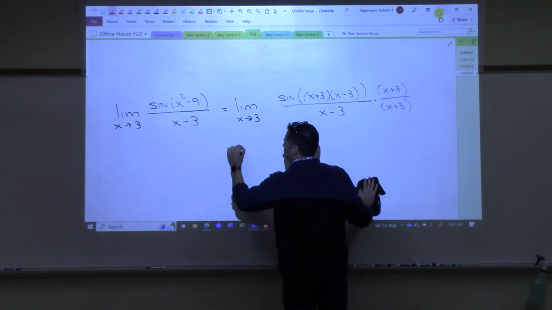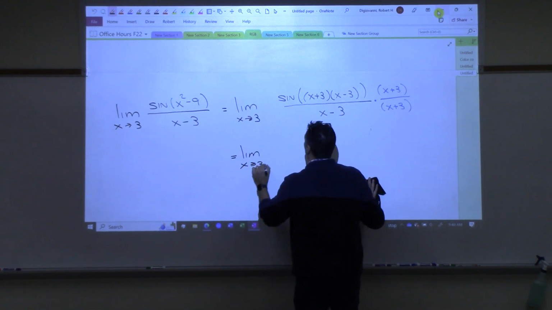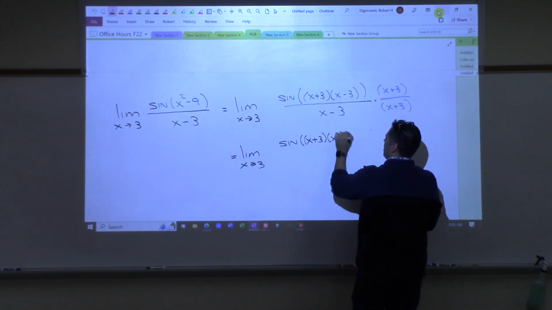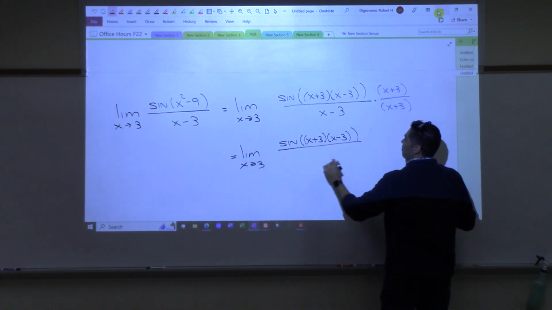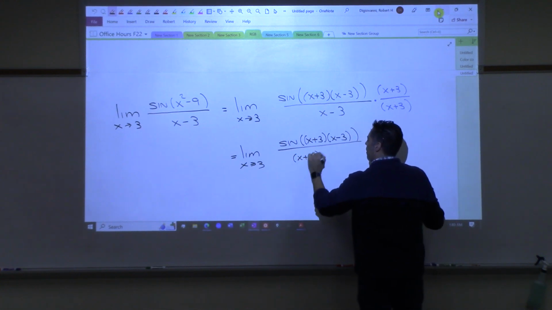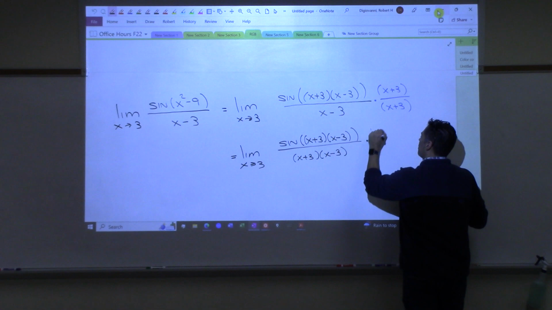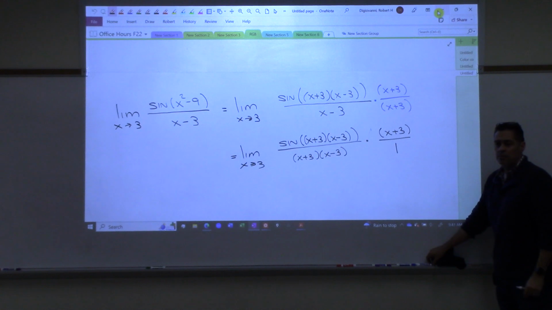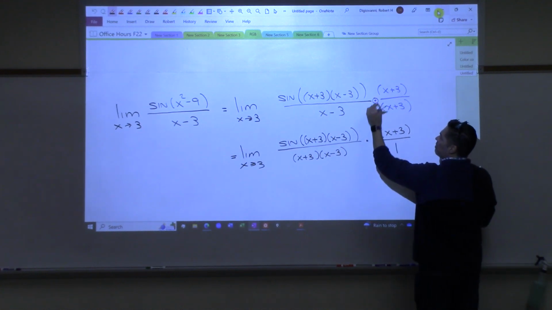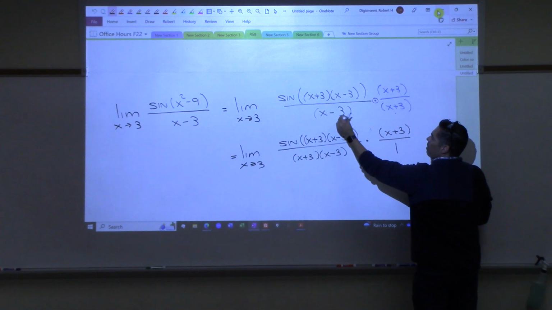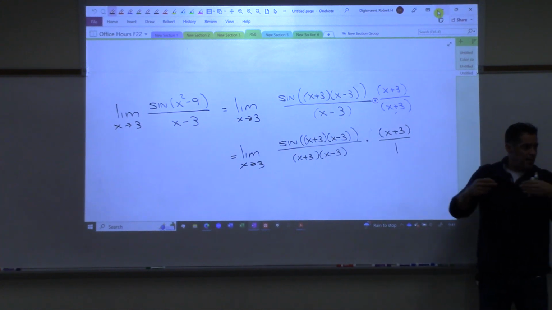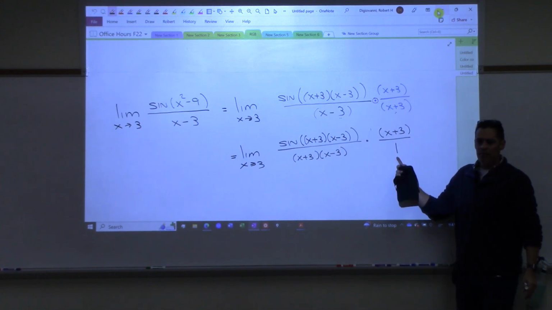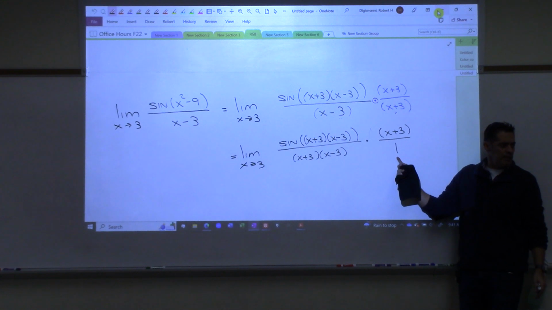So my next line would be sine of (x plus 3)(x minus 3), like that, over, now watch what I do here, (x plus 3)(x minus 3) times (x plus 3) over 1. So all I've done there, because this is multiplication here, these two things on the bottom are being multiplied. With multiplication, you can slide things around. So I move this x plus 3 over here, which leaves a 1 down here. Is that a fair algebra move there?